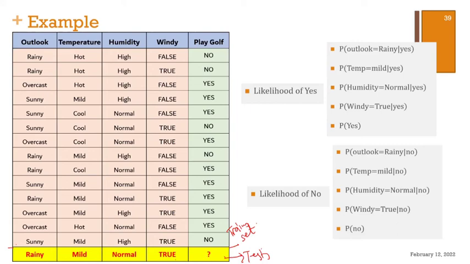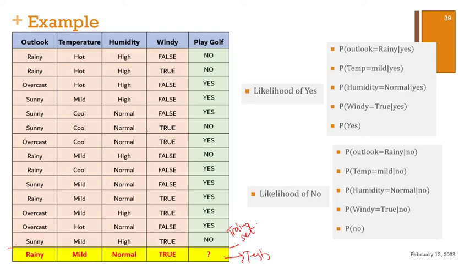Should they go and play golf? Yes or no? See, now this is a complete sample, you have to check rainy, mild, normal. So you have to calculate for outlook is rainy, temperature is mild, humidity is normal, and then windy is true. So you have to do the calculation step by step and arrive at the final result.